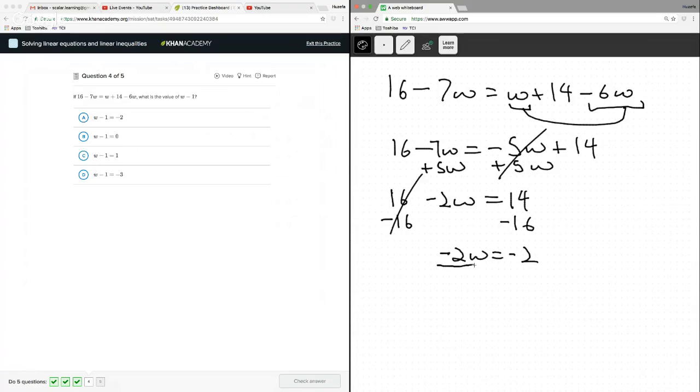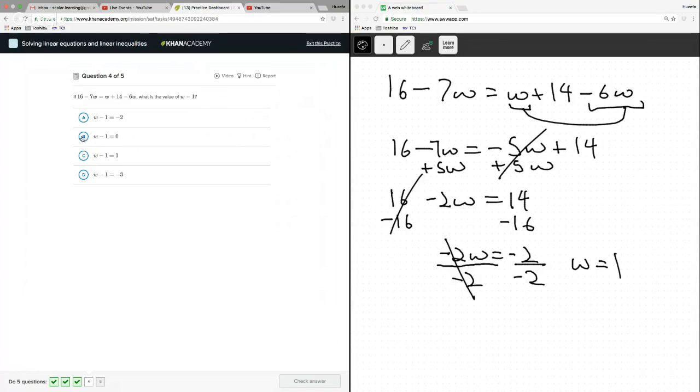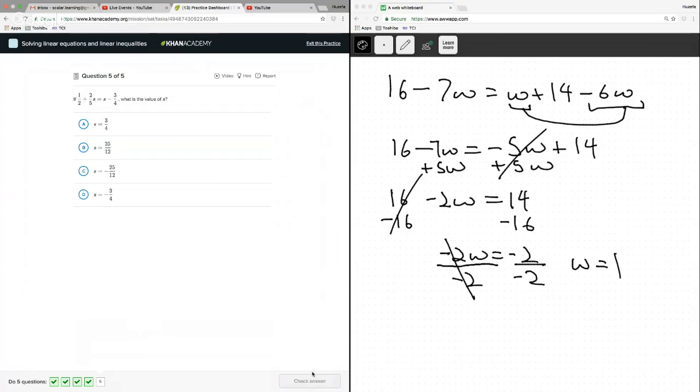Finally, to get rid of the negative 2, since it's multiplying the w, we divide both sides by negative 2. W equals negative 2 divided by negative 2 is just 1. So guess what? W equals 1. So what do you think is the value of w minus 1? 1 minus 1, which is 0. This is our only viable option, B. And there we go.